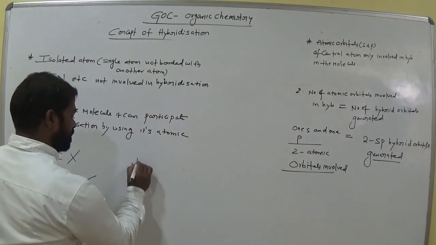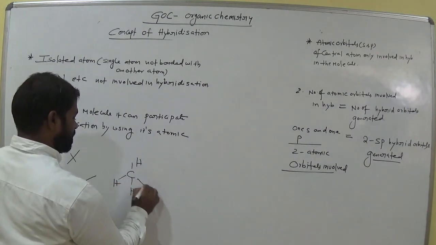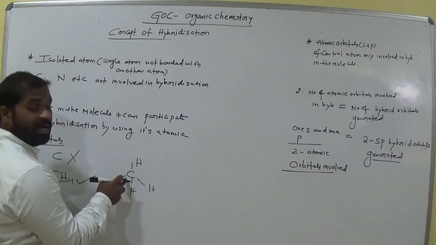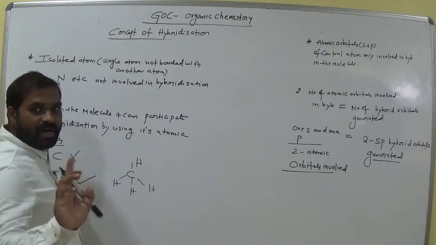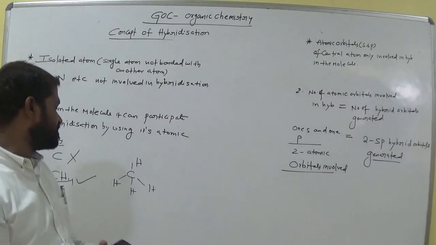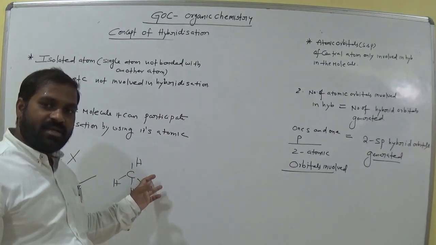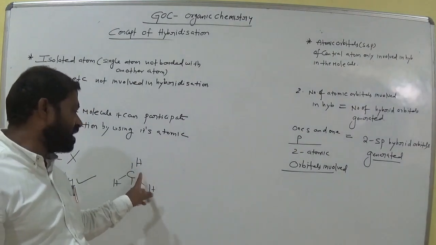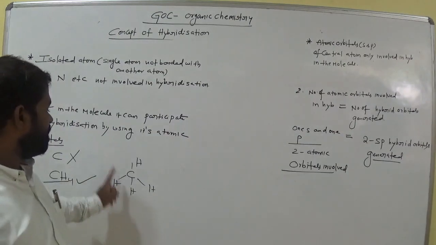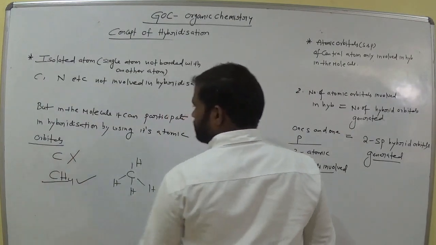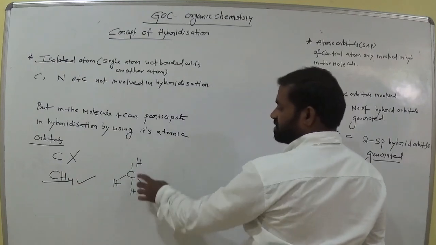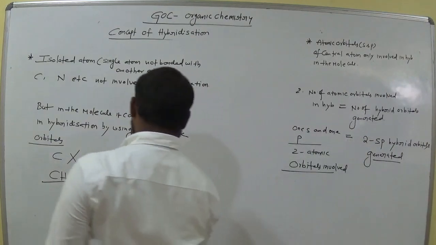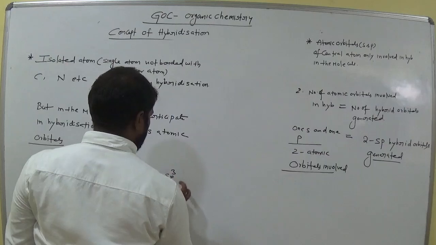Okay, so this is the carbon, hydrogen, and hydrogen. If this carbon wants to make bonds with 4 hydrogen atoms, then only it undergoes hybridization. A single carbon is not involved in the hybridization. Remember this point. When this carbon atom tries to bond with other atoms, then only it can participate in hybridization. Now it becomes the central atom. Is this point clear? Which hybridization takes place here? sp3 hybridization.